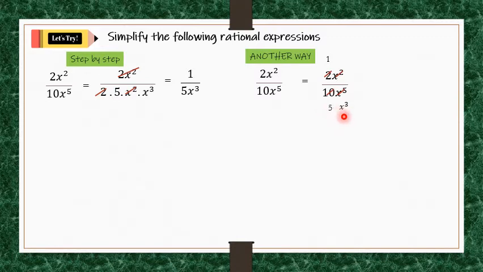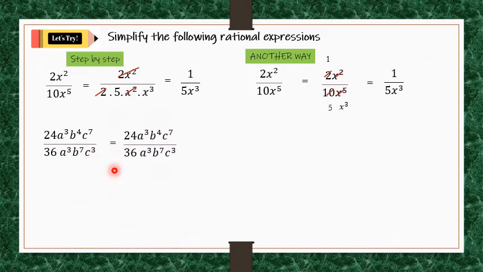Now 5 times x cubed is 5x cubed. This is the answer, the same as with the step by step. So you can see this is the same. Another one: 24a cubed b raised to 4 c to the 7 over 36a cubed b to the 7 c cubed.